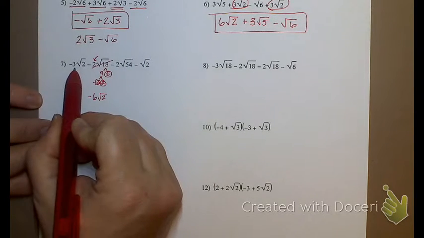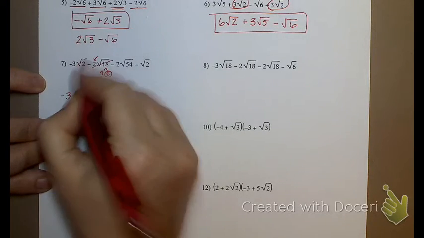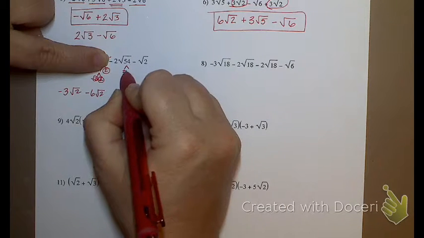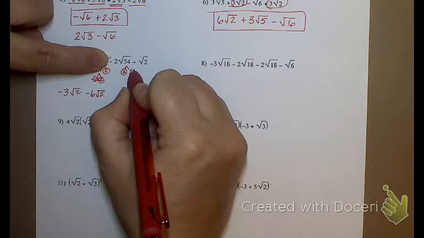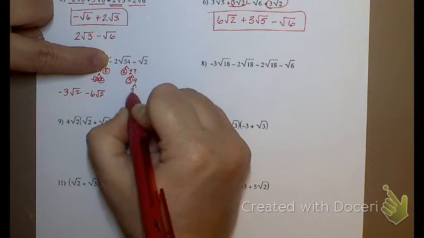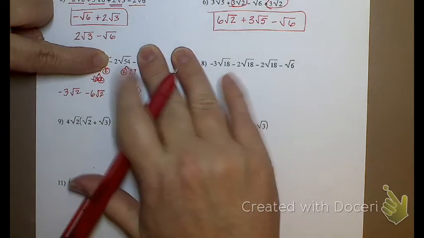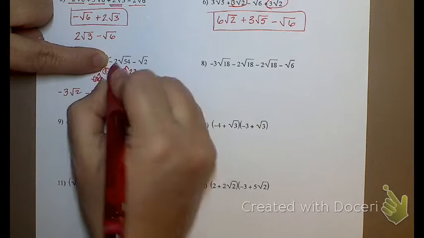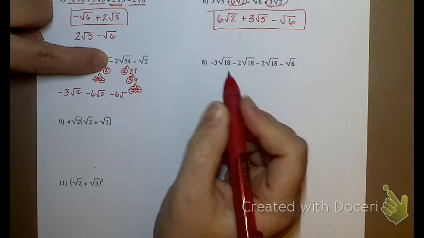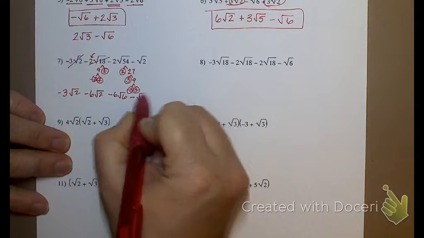Do I need to change the way this guy looks? So I'm going to keep him the same. So I'm done with those two. This guy, I need to draw a tree for 54. 54 is 2 and what? 27, 3 and 9, 3 and 3. What can come out? A 3. There's already a negative 2, so 3 times that negative 2 gets me negative 6 radical what? 6. And then my minus radical 2, can't draw a tree there.